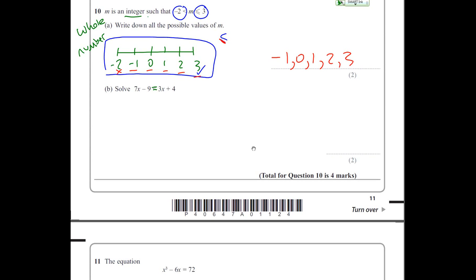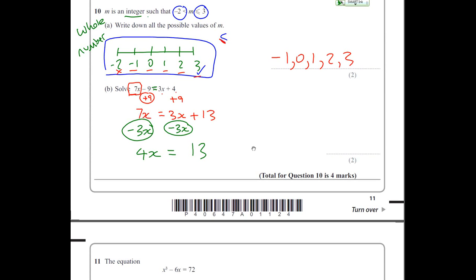We want the x's on one side and the numbers on the other side. First thing we're going to do, add 9 to both sides, because this is where you've got most of your x's. You've got 7 x's here, so you don't want any numbers lying around. So that gets rid of the 9. We've still got the 3x. 4 plus 9, 13. Now we don't want any x's on the right hand side. So subtract 3x and you get 4x and you get 13.